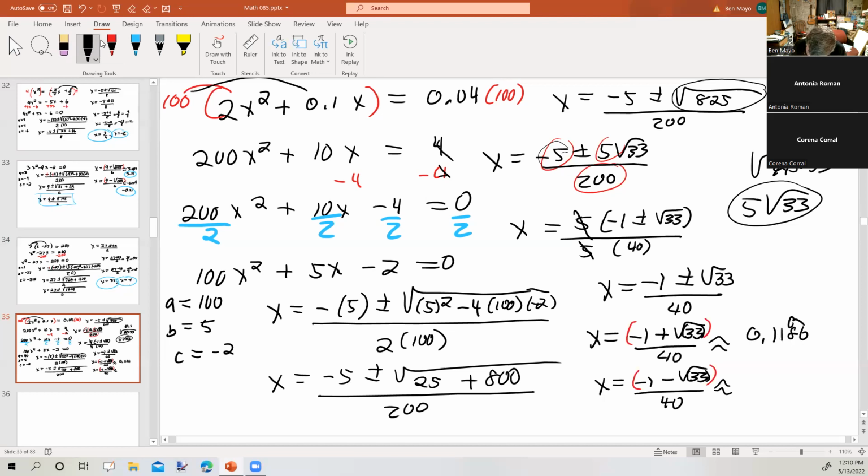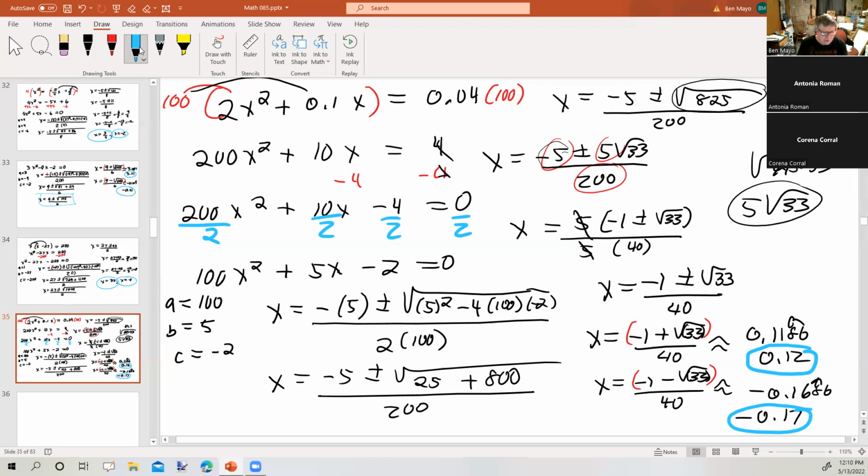0.1186. The 8 would round up, so 0.12. So there's our first approximation. And then we'll change the plus to a minus, and we get -0.1686. The 8's going to round up, so -0.17. And there's our second approximate solution.